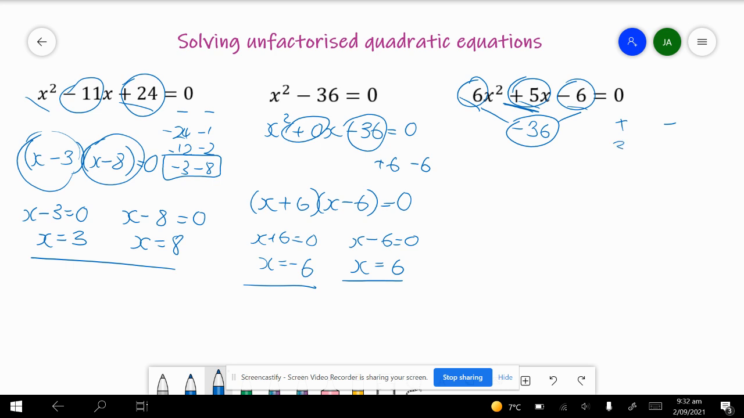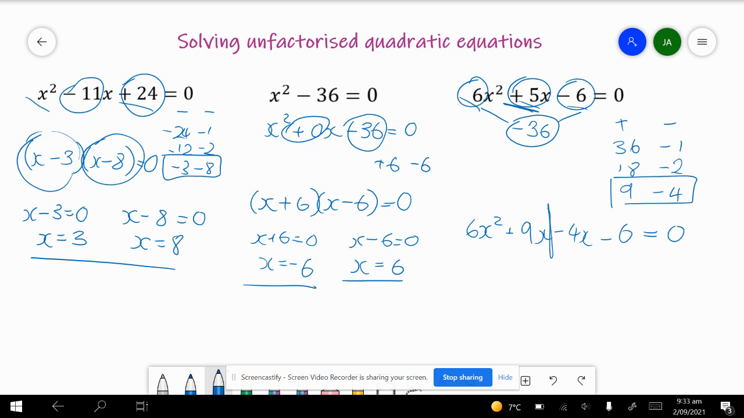So let's have a look. 36 and negative 1 doesn't work. 18 and negative 2 doesn't work. What else divides into 36? 9 and negative 4. 9 times negative 4. And that's the combination that we want, because 9 minus 4 equals positive 5. So what we do is break up the 5x into plus 9x minus 4x. Okay, split it in half and factorise.